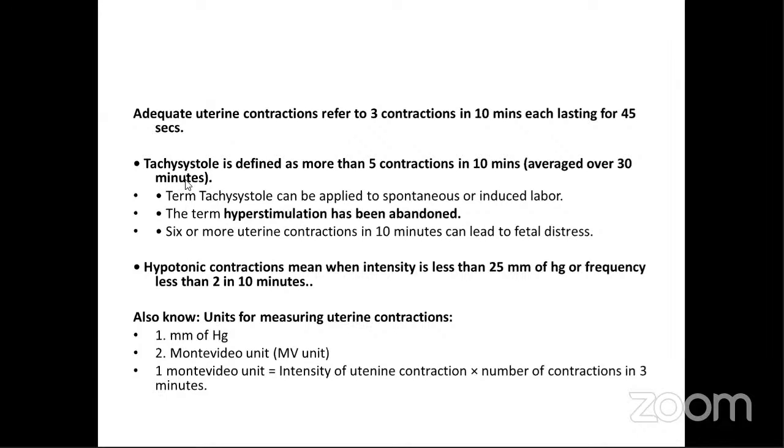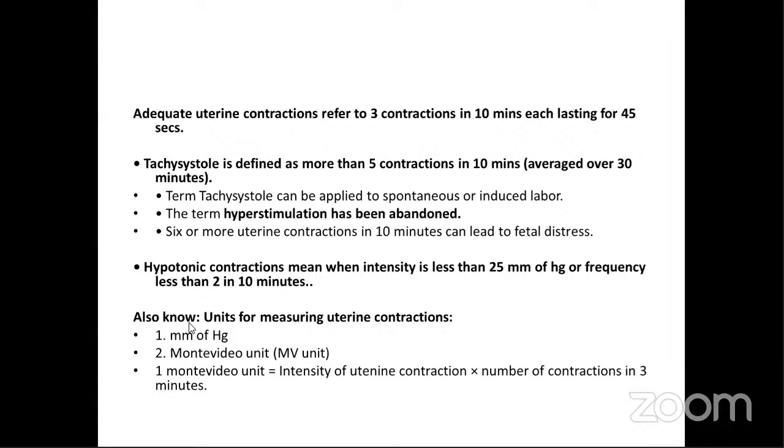Other terminology we use is tachysystole. It is defined as more than 5 contractions in 10 minutes, averaged over 30 minutes. The term tachysystole can be applied to spontaneous or induced labor, and the term hyperstimulation has been abandoned now. What we use is only tachysystole. 6 or more uterine contractions in 10 minutes can lead to fetal distress. So the definition for tachysystole is more than 5 contractions in 10 minutes, but for the uterine contractions to cause fetal distress, it has been observed that if it is 6 or more uterine contractions, then it is called fetal distress. Hypotonic contractions mean when intensity is less than 25 mm of mercury or frequency is less than 2 in 10 minutes.